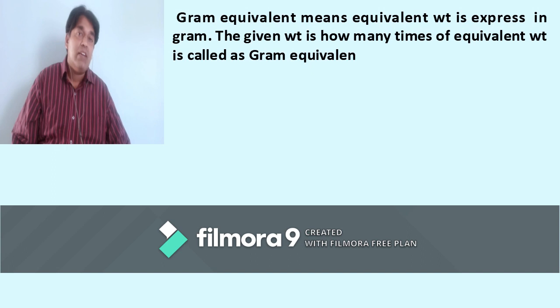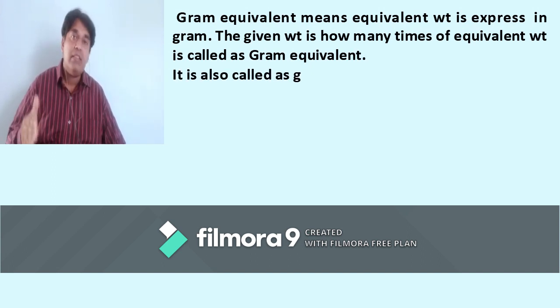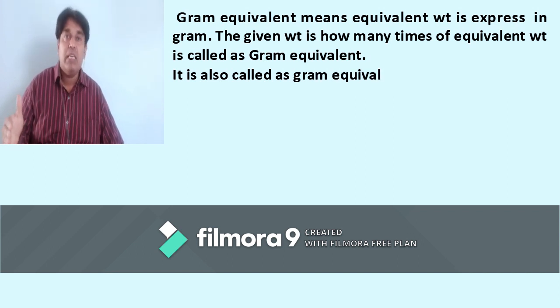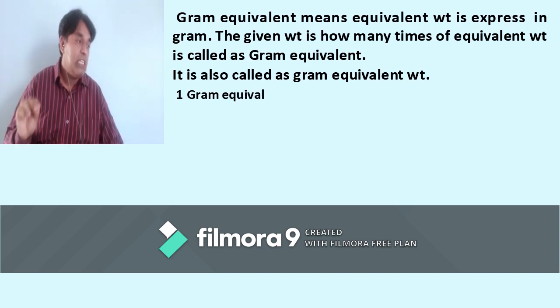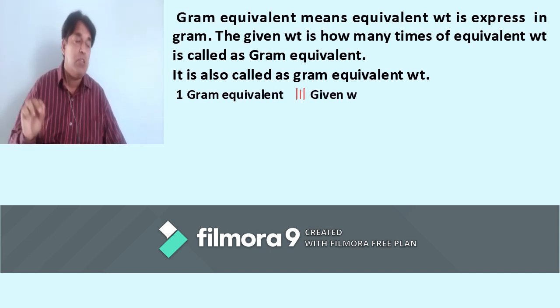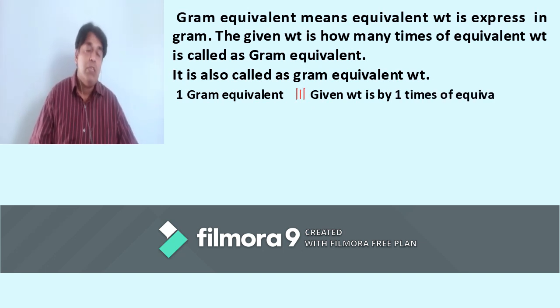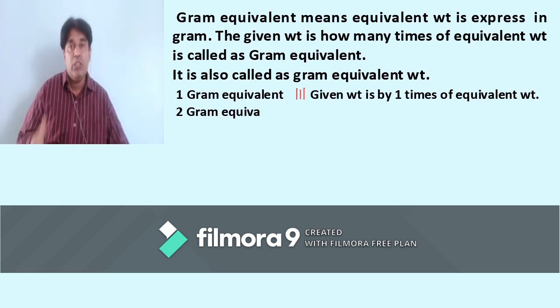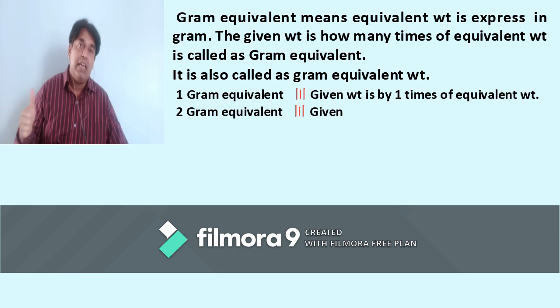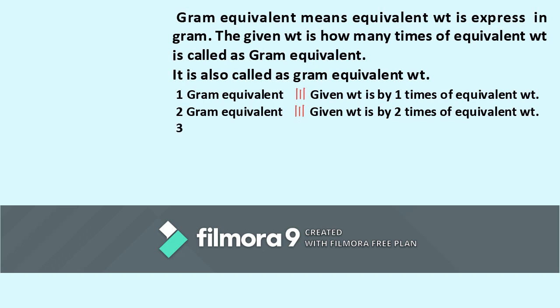One gram equivalent means the given weight is 1 times the equivalent weight. If 2 gram equivalent, it means the given weight is 2 times the equivalent weight. 3 gram equivalent corresponds to the given weight being 3 times the equivalent weight. Therefore, similarly, n gram equivalent means the given weight is n times the equivalent weight.